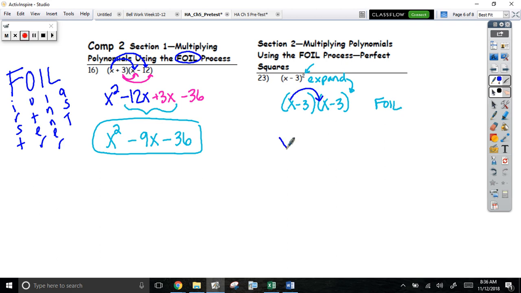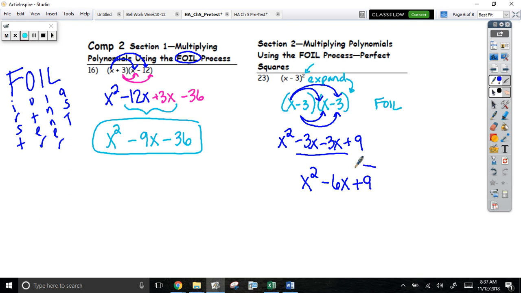First times first, x times x is x squared. Outer, minus 3x. Inner, minus 3x. And last, negative 3 times negative 3 is a positive 9. Then collect your like terms in the middle. So we should get x squared minus 6x plus 9.